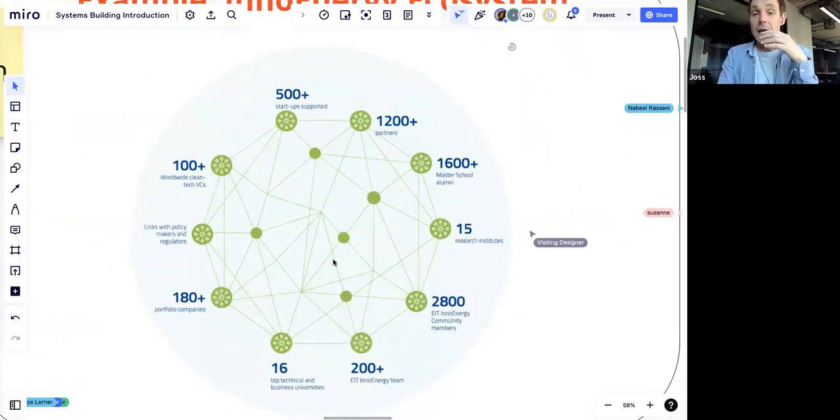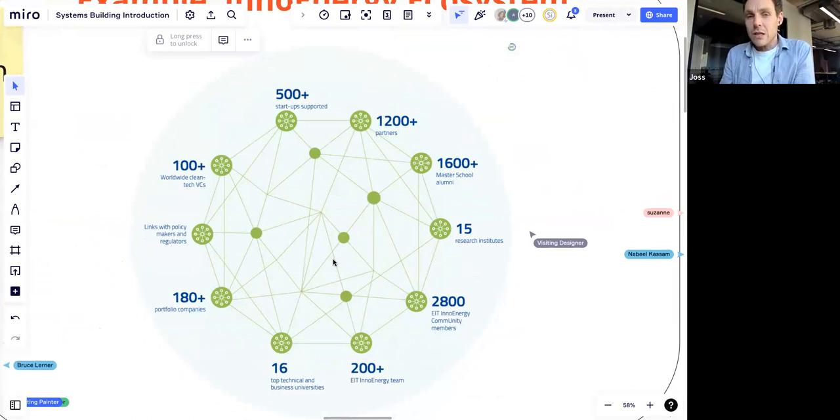I mean, this is something of incredible complexity. And how do you nurture, grow, and develop that? And then, of course, how do you orchestrate it? How do you coordinate something with 1,200 partners and all these different types of diverse actors? We can see research institutes, startups, portfolios of companies, and so on and so forth.